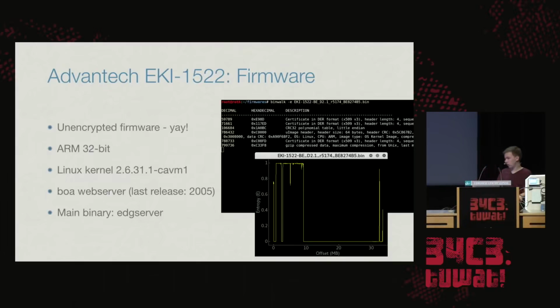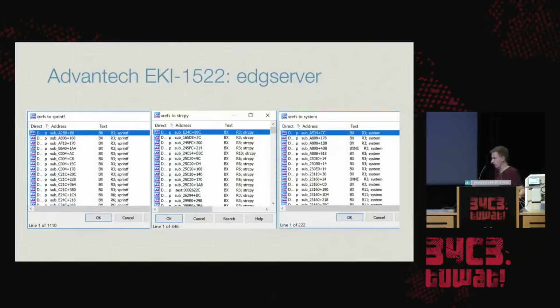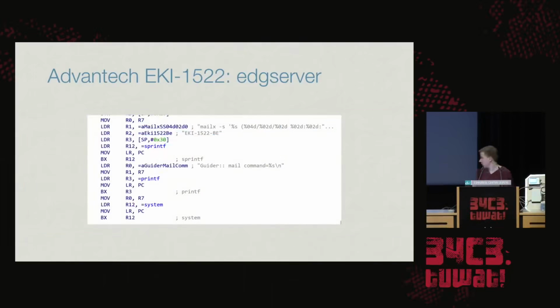During the initial analysis of the firmware, I found that the main binary to look at would be this edge server binary. I loaded it into IDA Pro and looked at the different things it calls, and there are a lot of calls to functions like strcpy, system, sprintf, and so on, that are generally considered insecure. And sure enough, during static analysis, I found some code for sending an email as an alert, for example, when the system reboots.